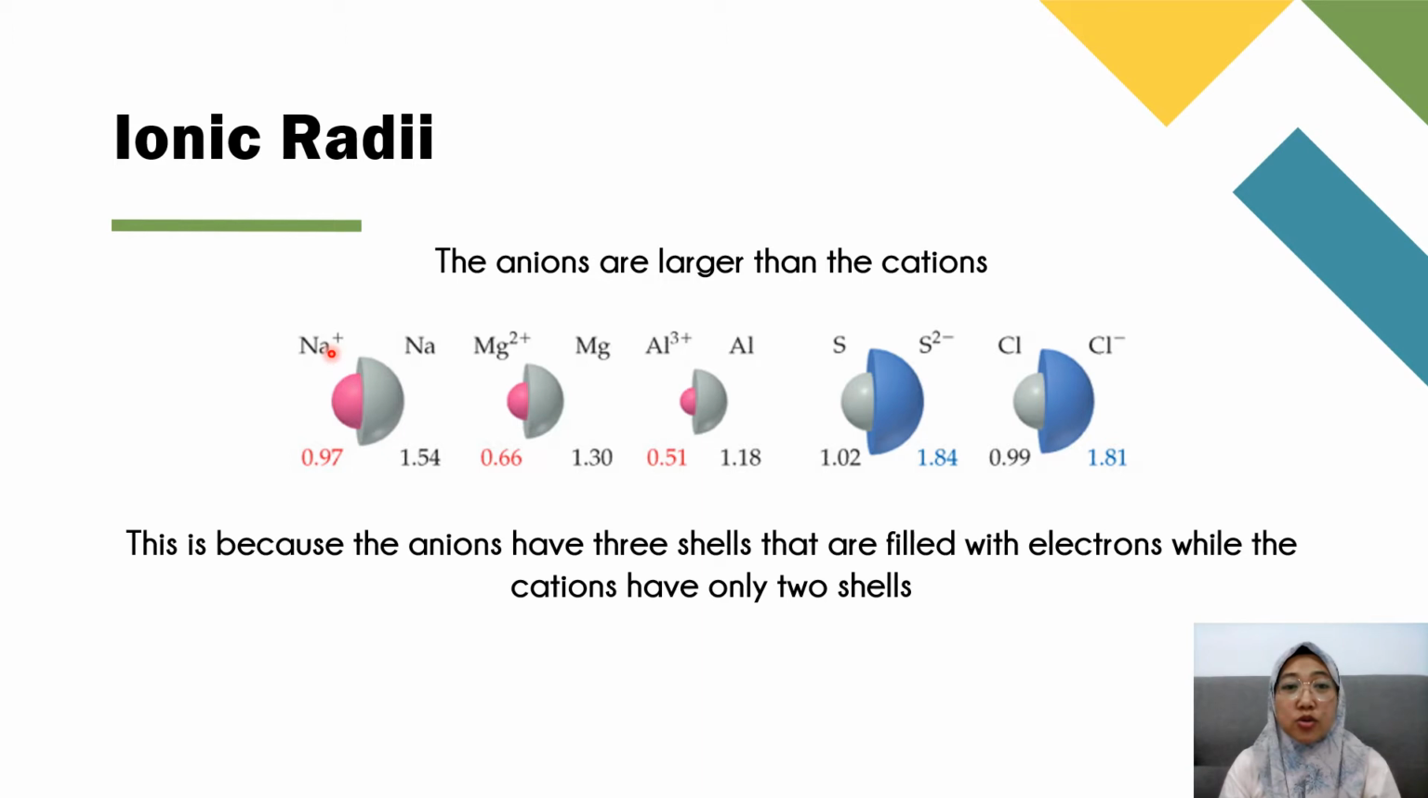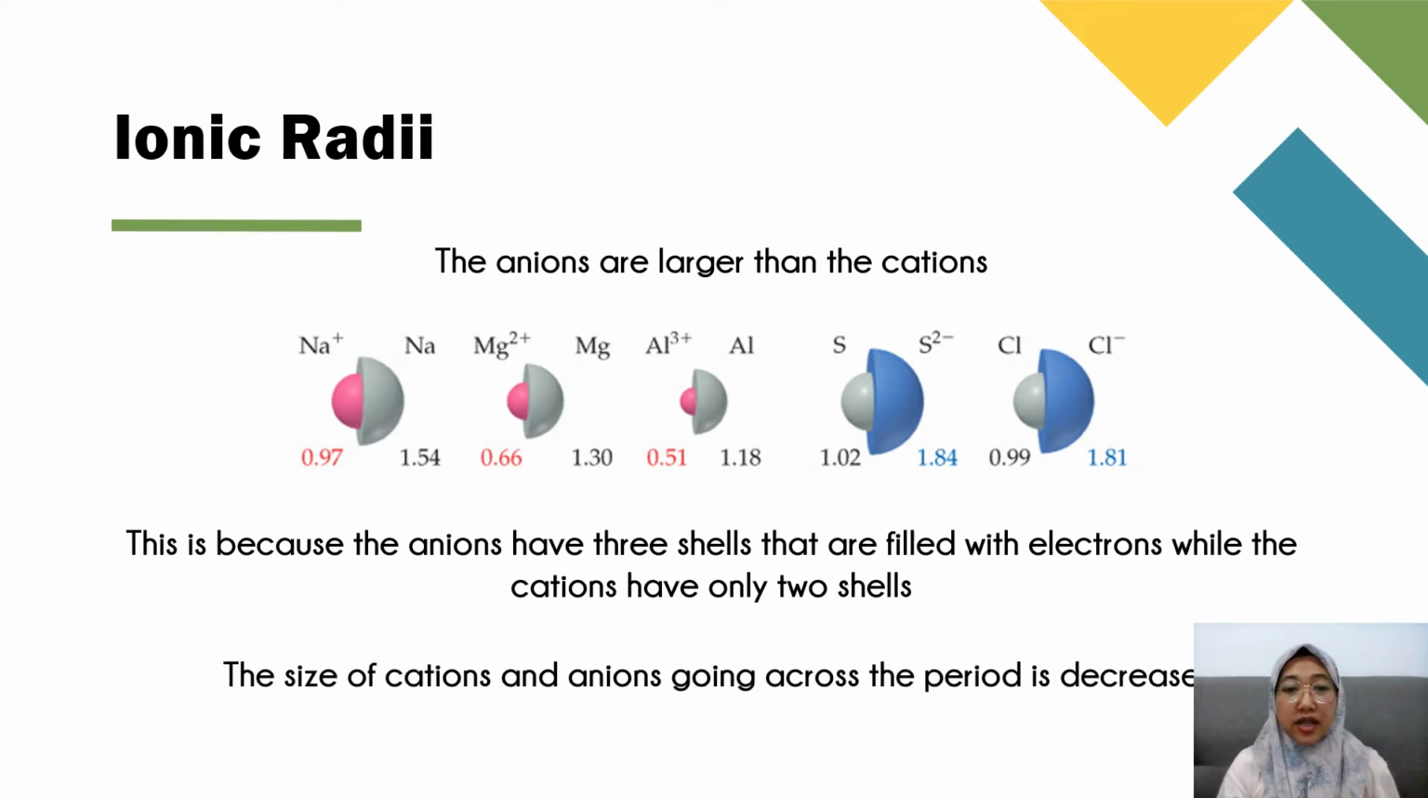Okay, untuk sodium ion. Okay, compare dengan chlorine. Okay, chlorine dia ada 3 shells. Okay, when it becomes ion, masih lagi 3 shells. Okay, dia tak berkurangan bilangan shells tu. That's why an anion has a larger size than a cation.